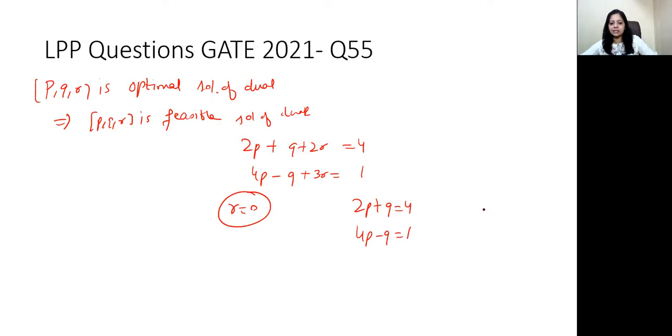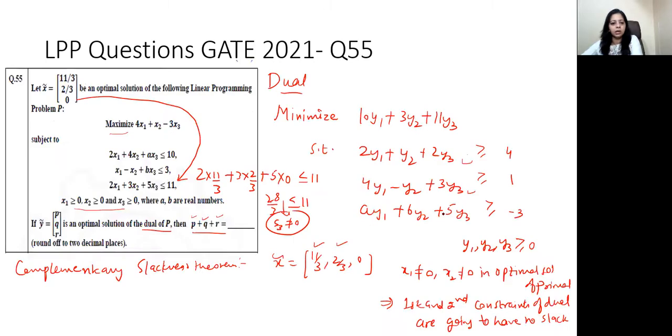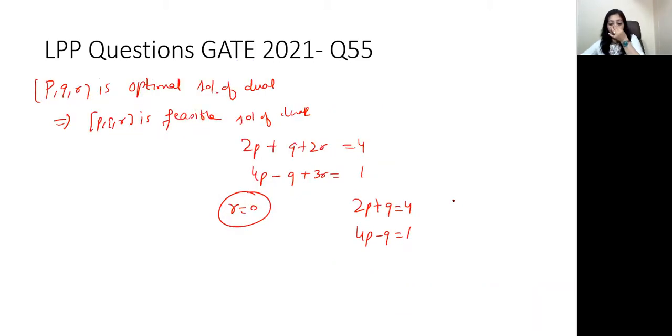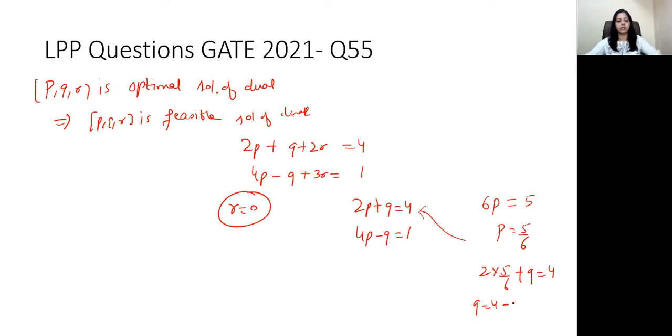You just add these, so you will be getting, sorry, let me see the equation. Yes, this is right. So when you add these, you will be getting 6p is equal to 5. So p is equal to 5 by 6, and you substitute in any one of them. So 2 into 5 by 6 plus q is 4. So q is 4 minus 10 by 6. So that is 14 by 6, which is 7 by 3. So you got the value of p is 5 by 6, the value of q is 7 by 3, and r is 0.